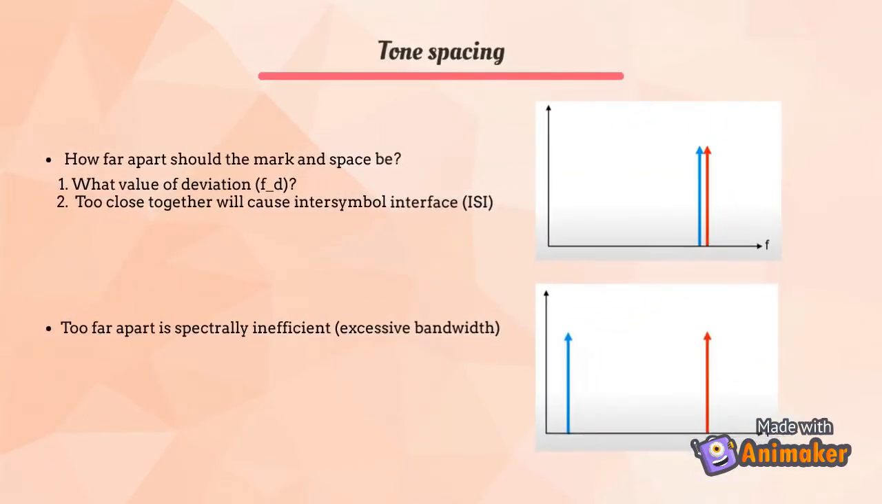Okay, let's look at the question of tone spacing in a little more detail. An important question in FSK is how far apart to place the mark and space. More precisely, what value of deviation should we use? If the two tones are too close together, they could interfere with each other, something called intersymbol interference. If they are too far apart, this is spectrally inefficient, that is, the signal uses too much bandwidth. So a good place to start will be explaining how we can compute the bandwidth of an FSK signal.